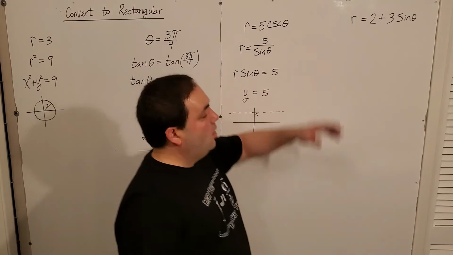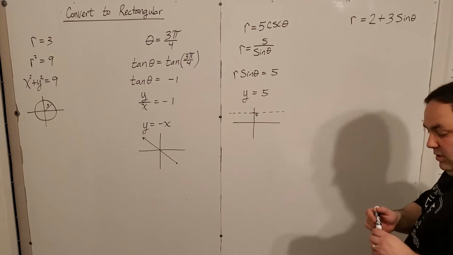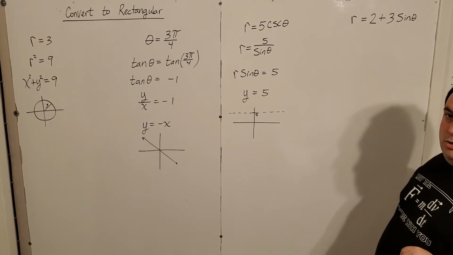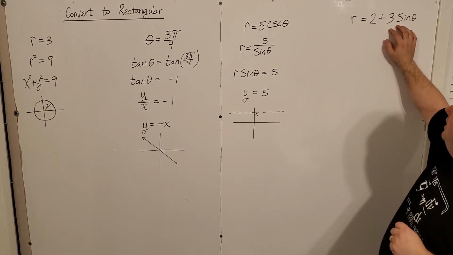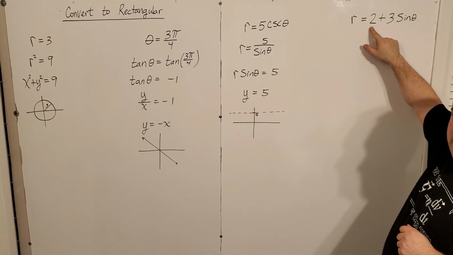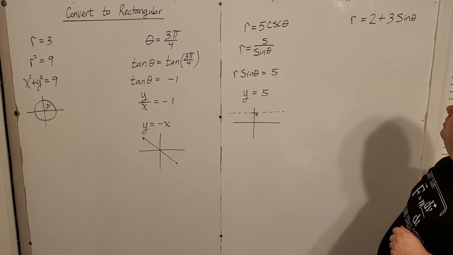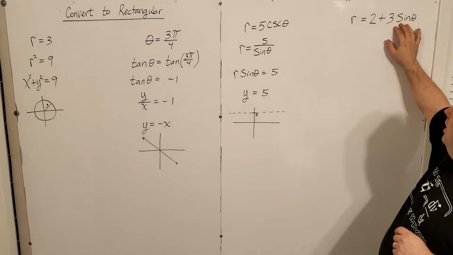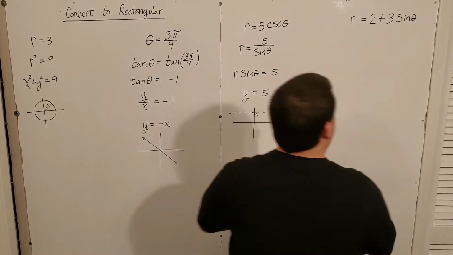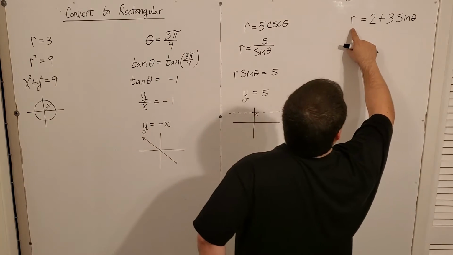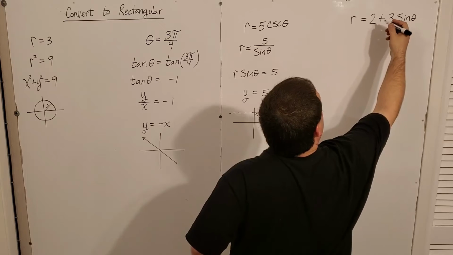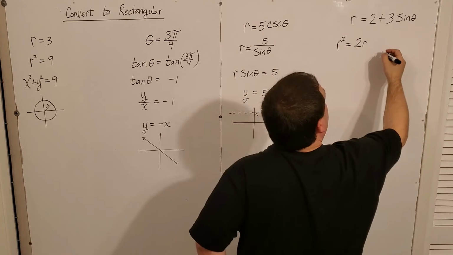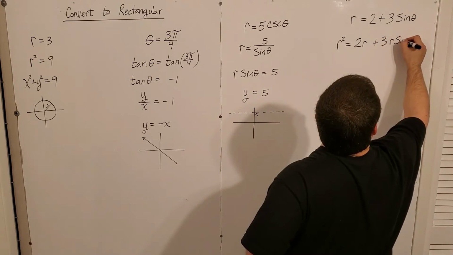Now we saw one a little while ago that was one of the basic trig functions. We saw r equals 4 cosine theta. Remember, the cosine theta by itself made a circle. Well, here's a sine theta almost by itself. It has this extra 2 added in though, so it doesn't go as easily because it's got more than just the sine. So here's one way you can do this. You multiply r to everything, so what I have is r squared is equal to 2r plus 3r sine theta.